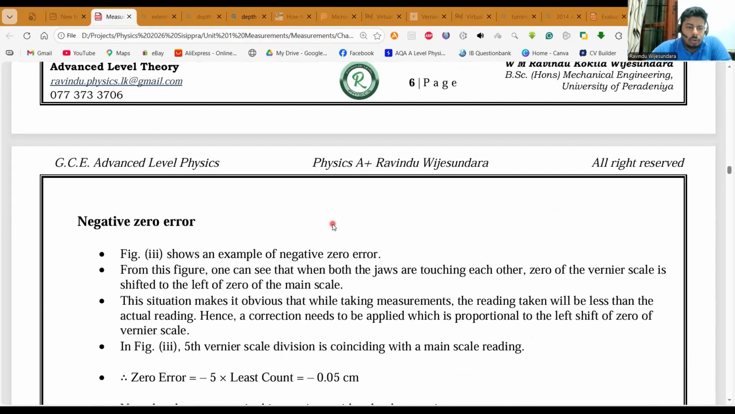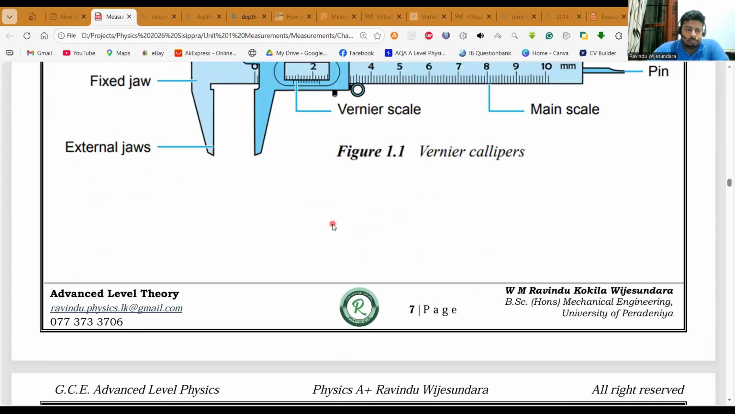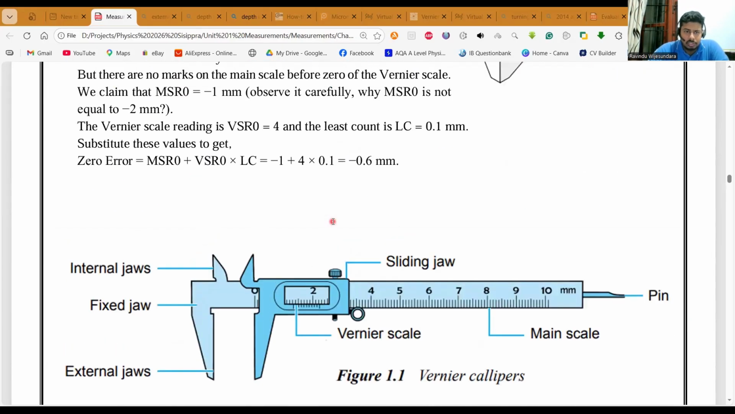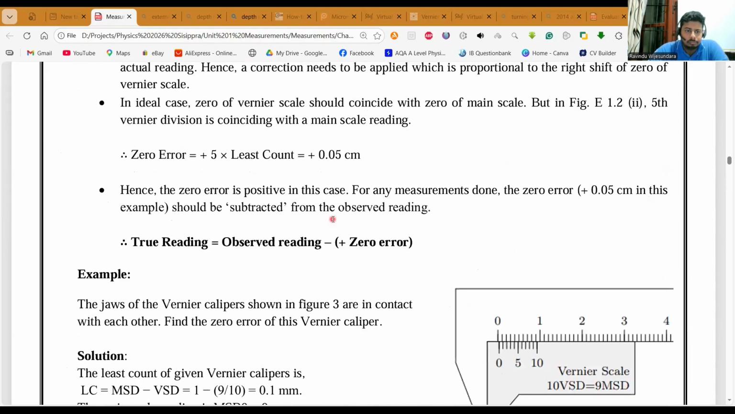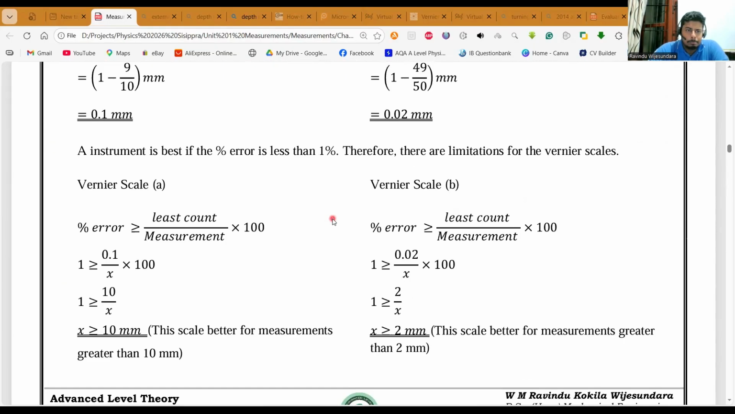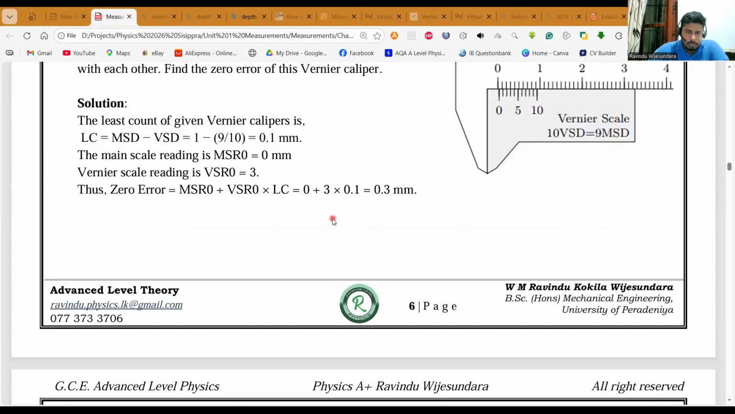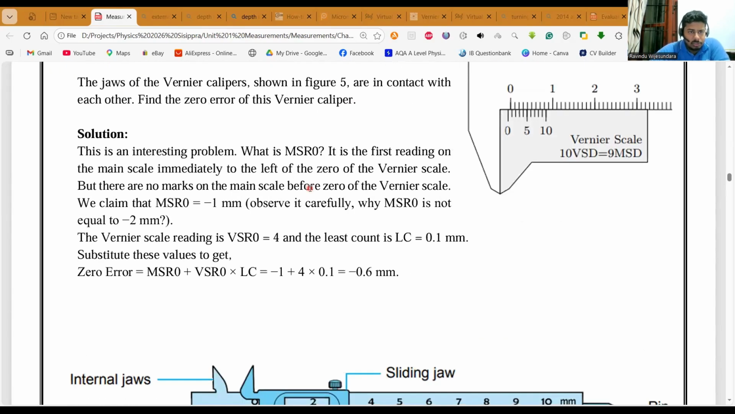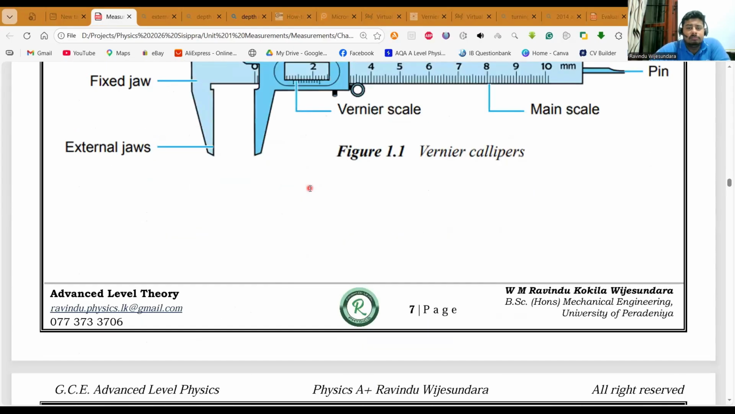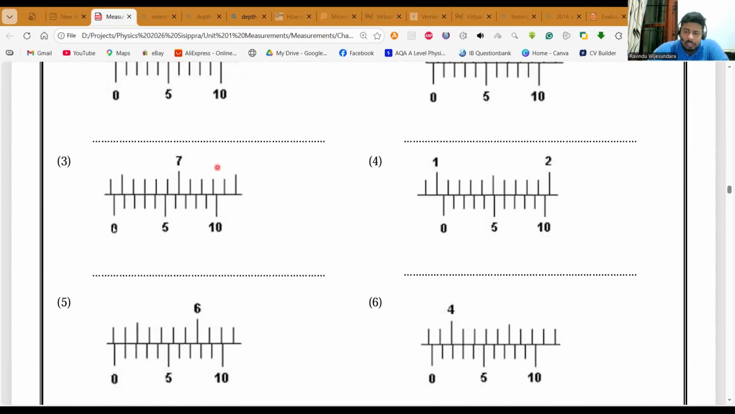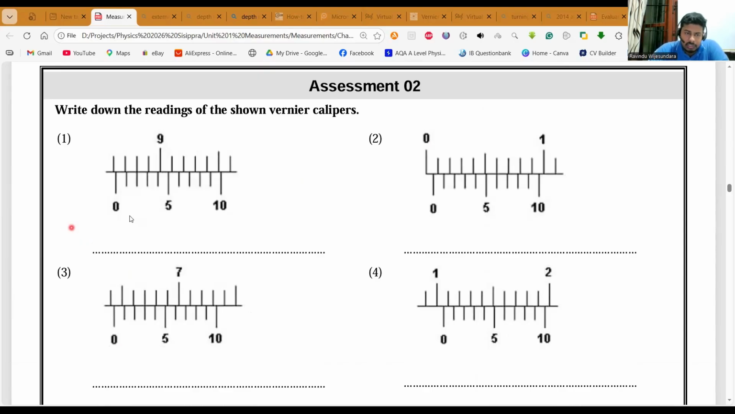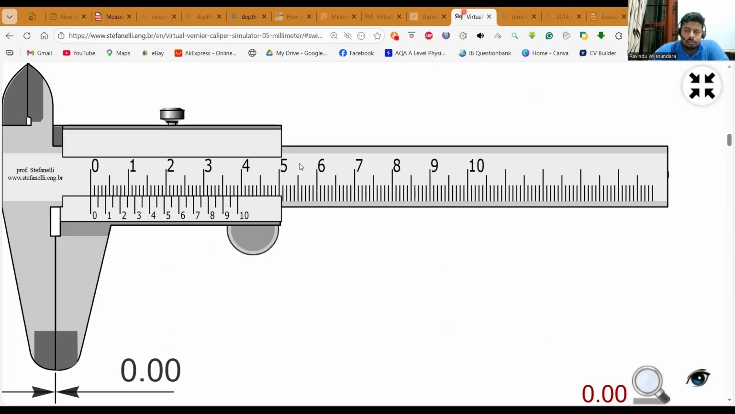Now, how to read the vernier caliper. That is what we are going to discuss. It is not actually given there, because when the tutorial comes, then it is easy actually. Now listen very carefully to how to read this. I will use that virtual one to show you how to read the vernier caliper.